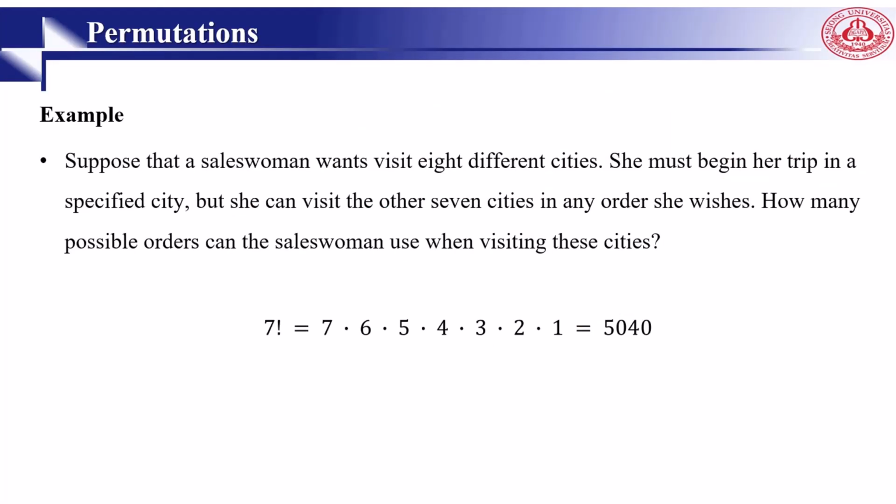Another example: suppose a saleswoman wants to visit 8 different cities. She must begin her trip in a specified city, like Seoul, but she can visit the other 7 cities in any order she wishes. How many possible orders can the saleswoman use when visiting these cities? Very simple. The first city is chosen, and the rest can be in any order. So 7 factorial: 7 × 6 × 5 × 4 × 3 × 2 × 1. If she wants to find the tour with the shortest path that visits all cities, she must consider 5040 ways.